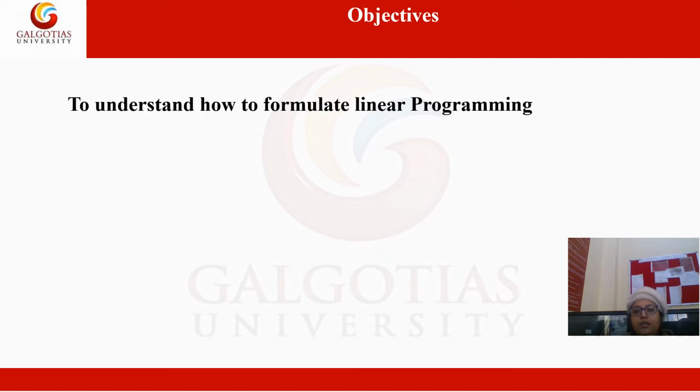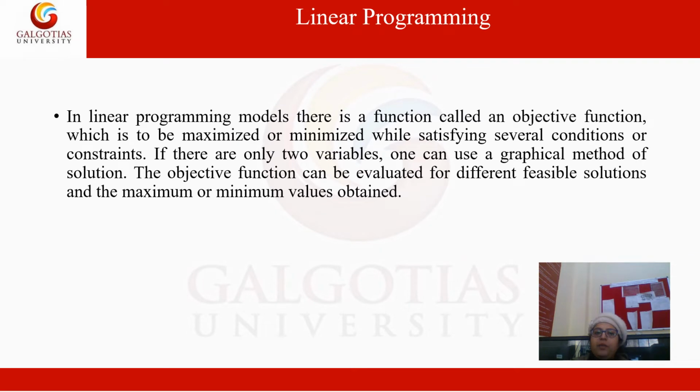The objective of this lecture is to make you understand how to formulate the linear programming problem. In linear programming models, there are functions called objective functions, which are to maximize or to minimize while satisfying several conditions and constraints. If there are only two variables, one can use the graphical method of solution.